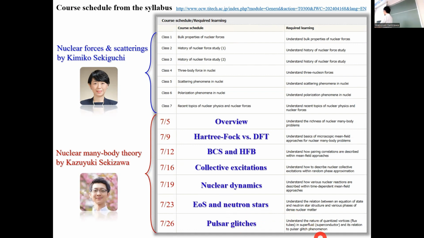And in the last lecture, I will explain a specific topic, especially related to neutron superfluidity inside the neutron star. We have some observational evidence of the existence of superfluid neutrons, which is called pulsar glitches. So today I will focus on this subject.